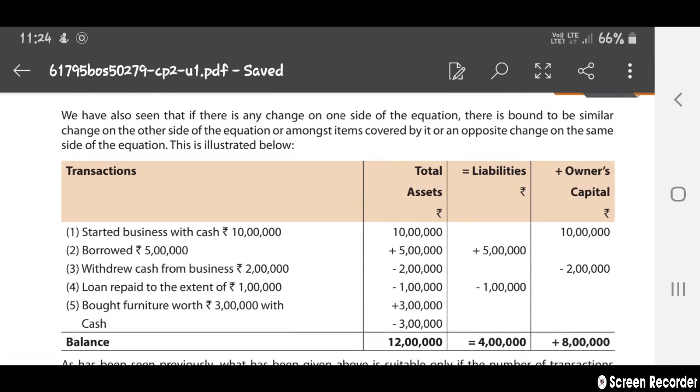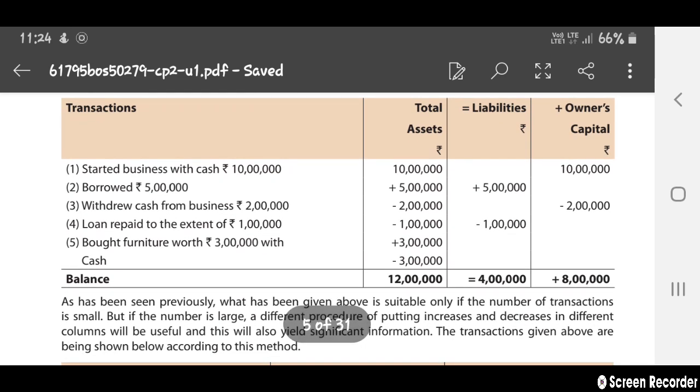So we have also seen that if there is any change on one side of the equation, there is bound to be a similar change on the other side of the equation. So if there is one change on one side, there will be a change on the other side also, or amongst items covered by it, or an opposite change on the same side of the equation. Let us take an example.